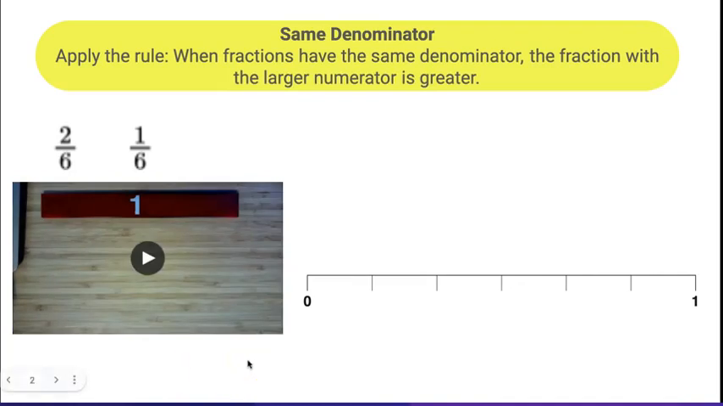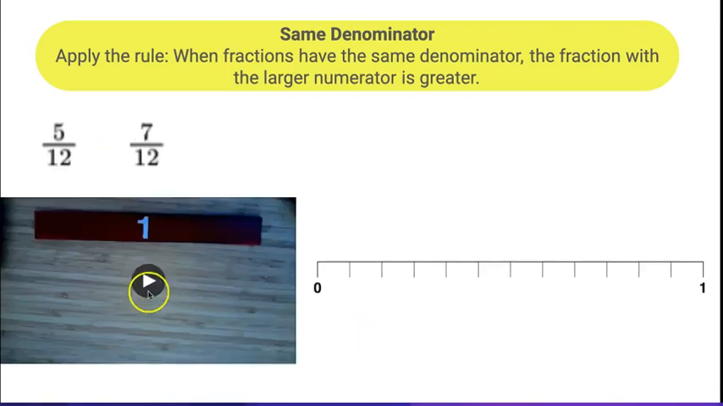I can also show that on a number line. Here is 2/6. Here is 1/6. 2/6 is closer to 1 than 1/6, so 2/6 is greater than 1/6.